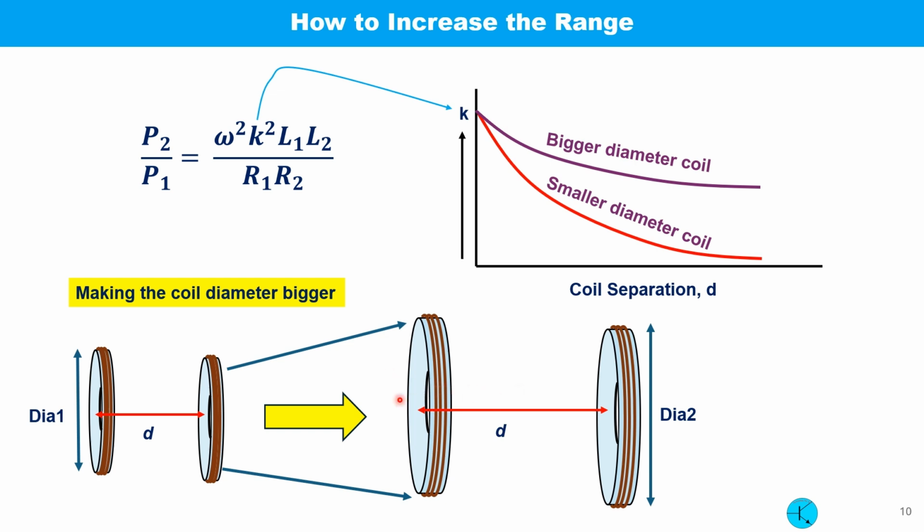As the coil separation increases, the coupling factor K decreases. For larger diameter coils, the value of K goes down at a slower rate compared to the smaller diameter coil.